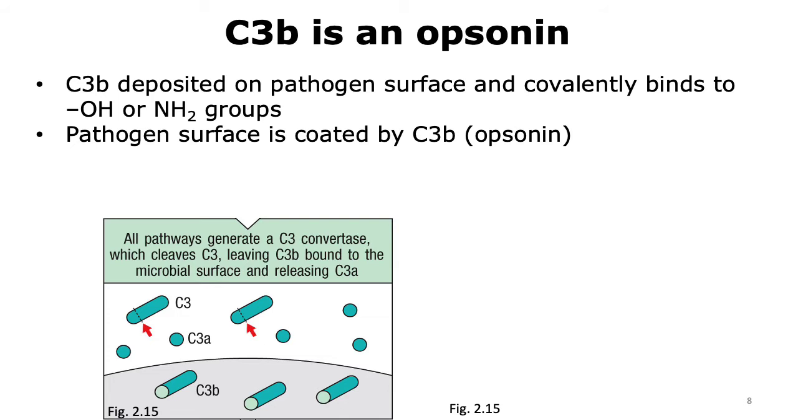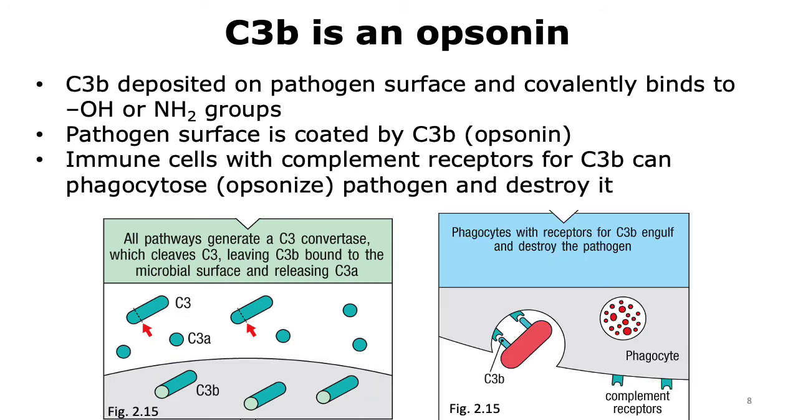The C3b that is formed has a reactive thioester group that is able to bind to hydroxyl or amino groups present on proteins or other molecules on the cell surface of the pathogen. And thus the surface of the pathogen is coated by C3b, which also functions as an opsonin. It is able to function as an opsonin because immune cells have receptors that can recognize C3b, and thus they bind to C3b that is present on the surface of the pathogen, effectively mediating the phagocytosis of the pathogen, which is also called opsonization. Thus, the immune cells are able to opsonize the pathogen and destroy it, resulting in elimination of the pathogen.